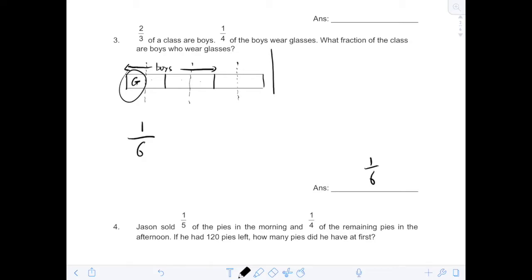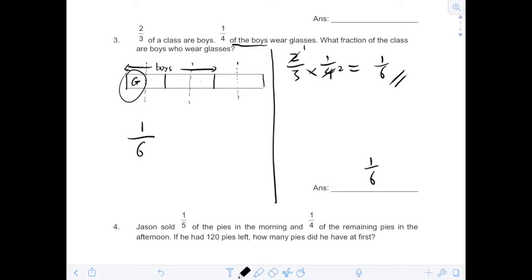Alternatively, if you want to do a simple working, 2/3 are boys, 1/4 of the boys. So you know this is 1/4 of the 2/3. The simplest way of doing it is you can just take 2 over 3 times 1 over 4, which will give you 1 over 6 immediately.